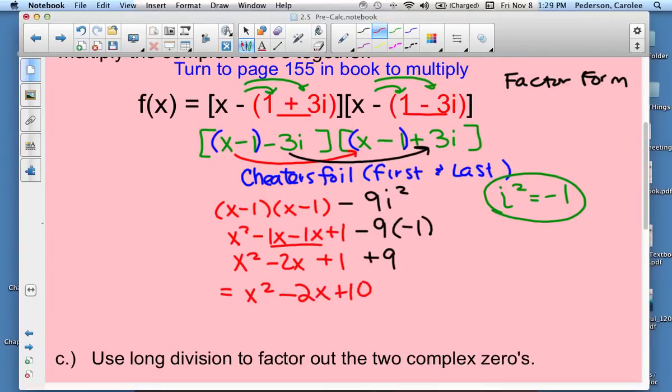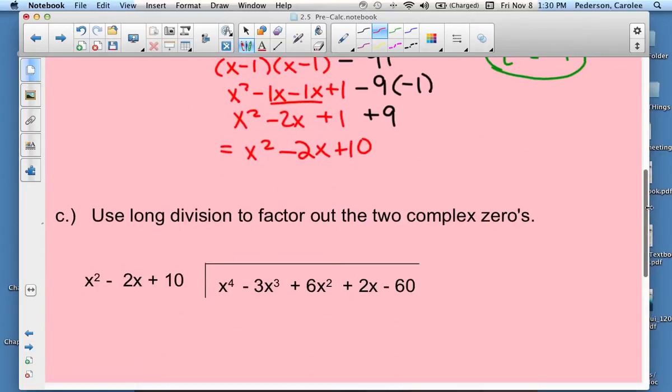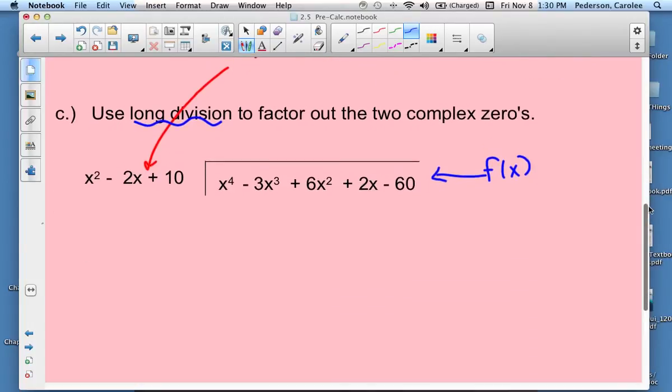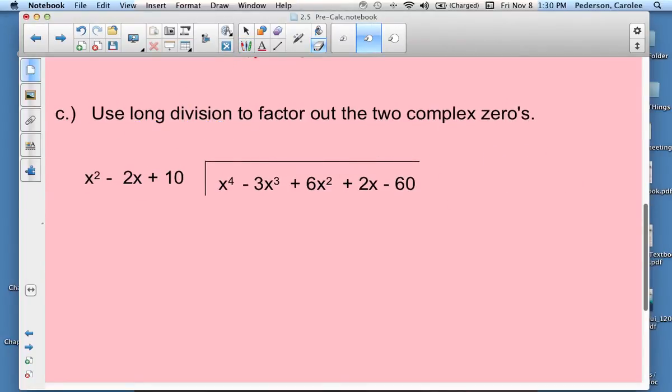What we've done is multiply these two zeros together in factored form, and we've come up with a quadratic equation. This is what we're going to divide out in long division from your original function. And when we divide out using long division, we'll have our last two zeros of the function. I'm just going to erase this stuff here so we have some room to see our dividing. So we're going to say, what does x squared divide into x to the fourth? Off to the side, x to the fourth divided by x squared is x squared. So that goes up on top.